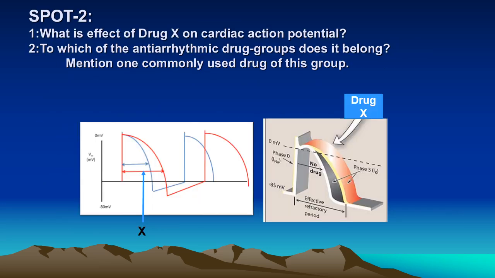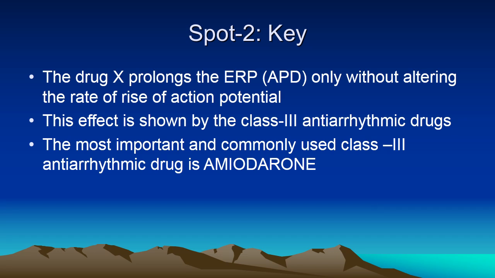Spot 2: what is the effect of drug X on the cardiac action potential and to which group of drugs does it belong? Mention one common drug. Now we look at the tracing, we will find that drug X prolongs the duration of action potential and effective refractory period without affecting the rate of rise of action potential. These two characteristics, no change in rate of rise of action potential or phase 0, but prolongation of duration, mean class 3 drugs according to Vaughan-Williams classification. And the most commonly used important drug is amiodarone.